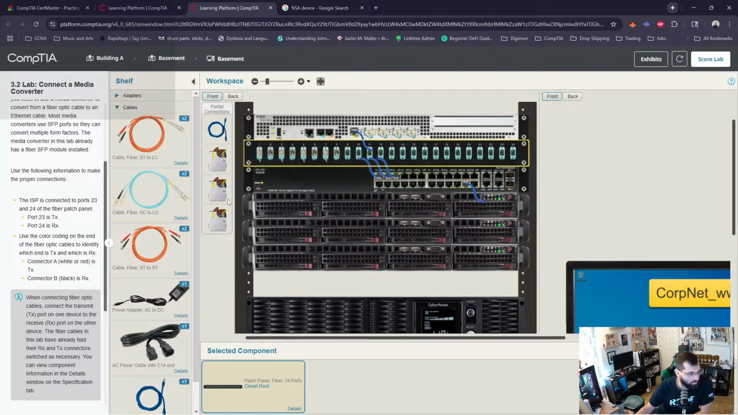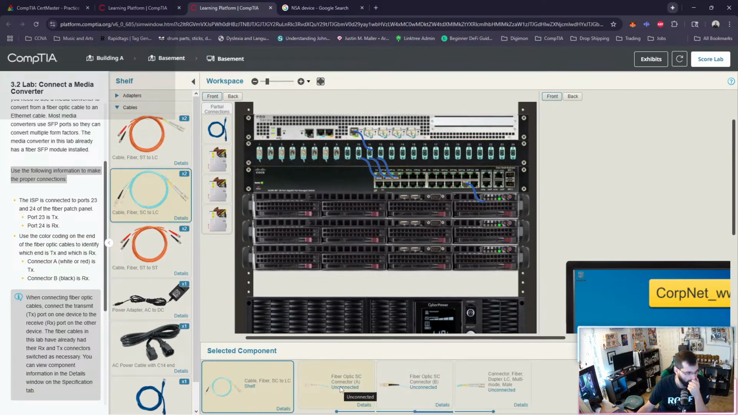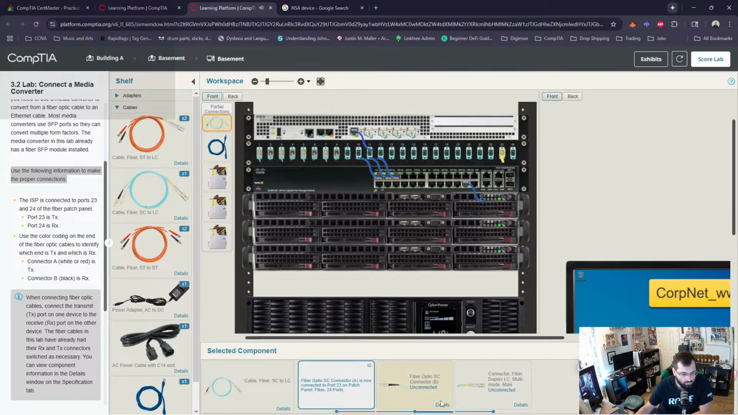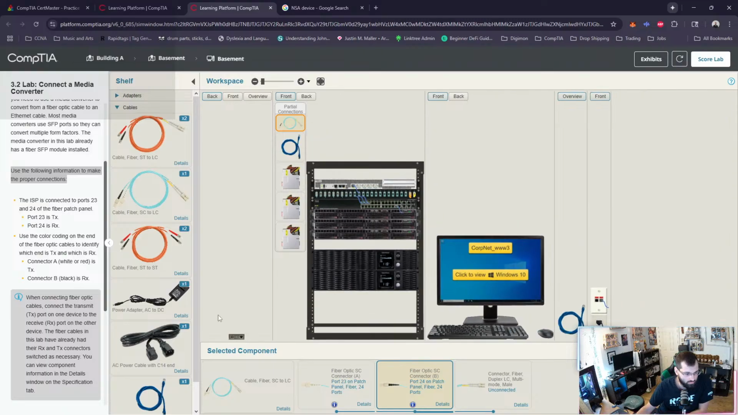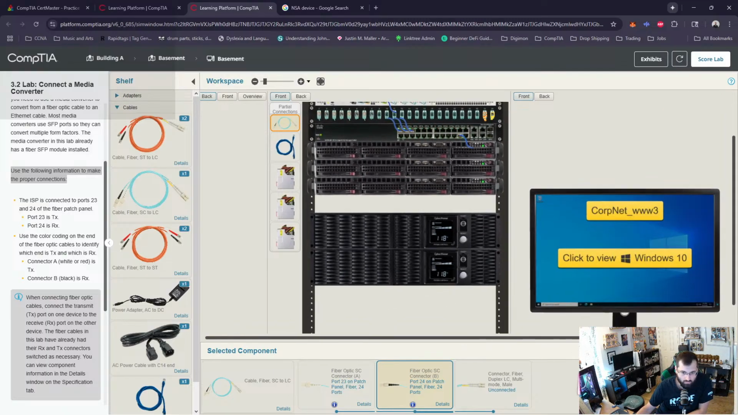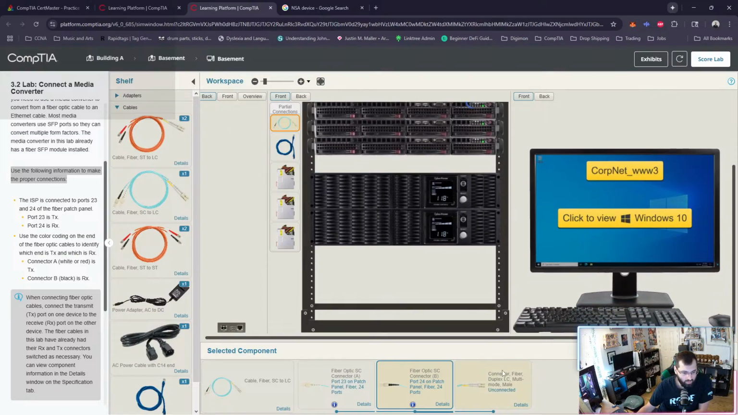But it's not. Am I supposed to connect it? Yes, use the following information to make the proper connections. Okay, so A needs to go into 23. And then B needs to go into 24. I don't know why that makes sense. Yeah, because I don't know what I'm doing.